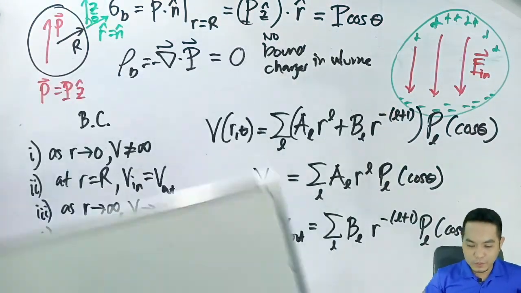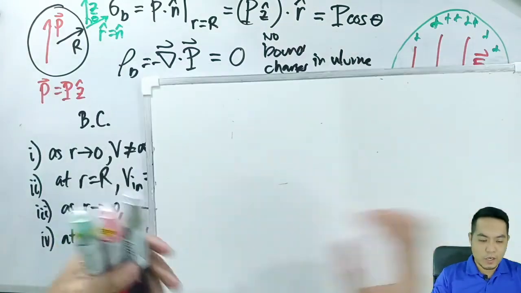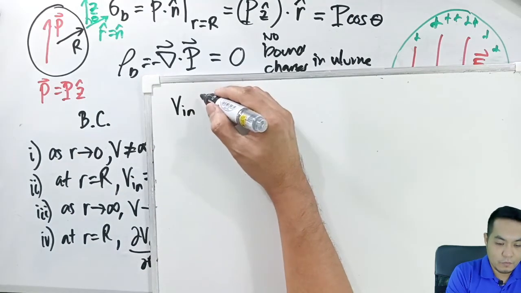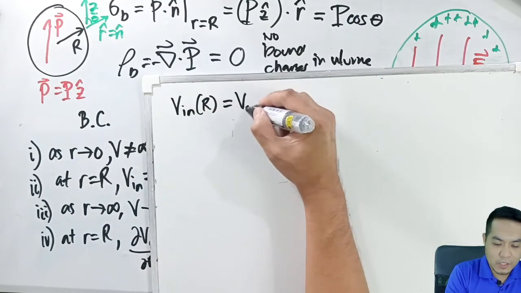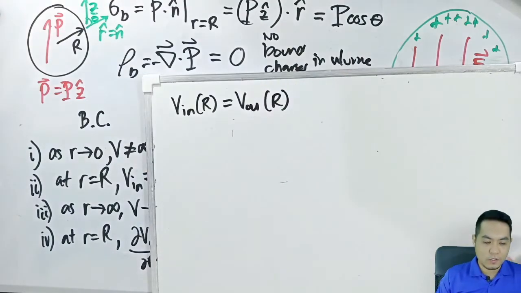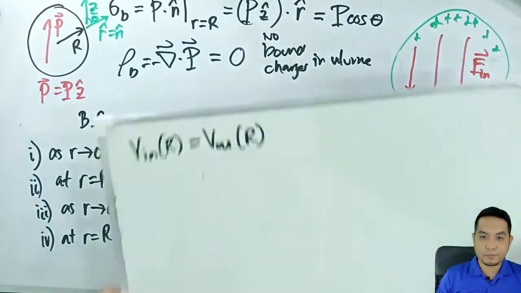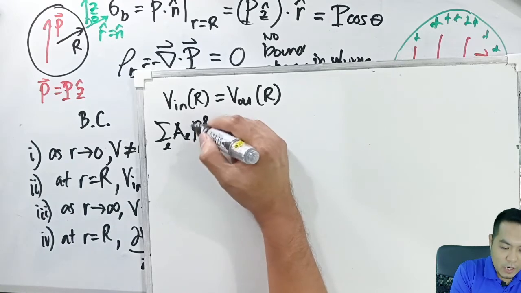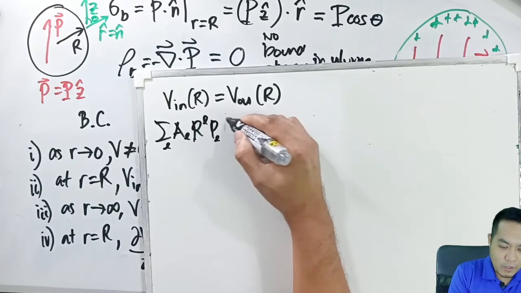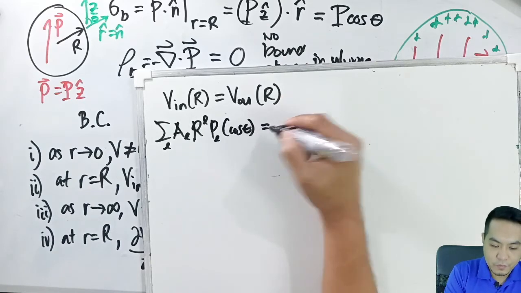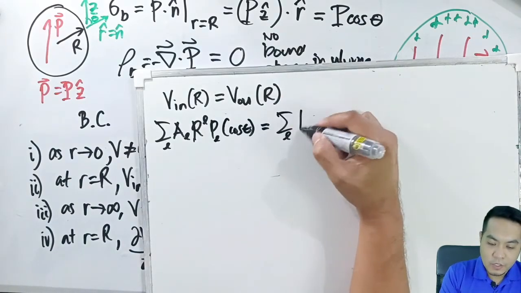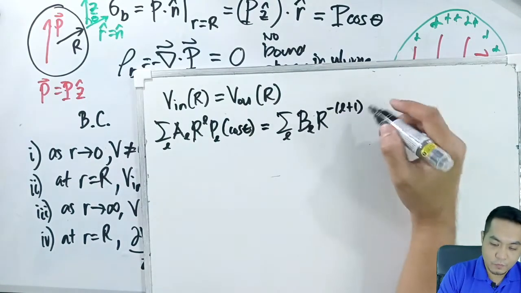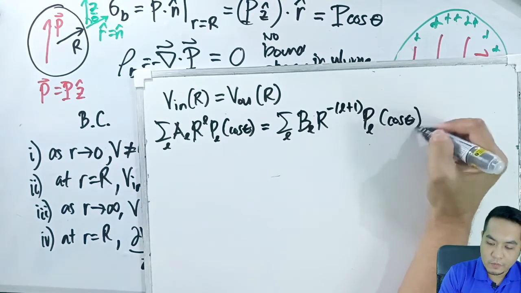Okay. So at r equal to capital R, using boundary condition 3, the potential inside at r equal to capital R must be equal to the potential outside at r equal to capital R. So the potential inside is the summation over L of AL, R to the L, PL of cosine theta, equal to the potential outside, BL, R to the negative L plus 1, PL of cosine theta.